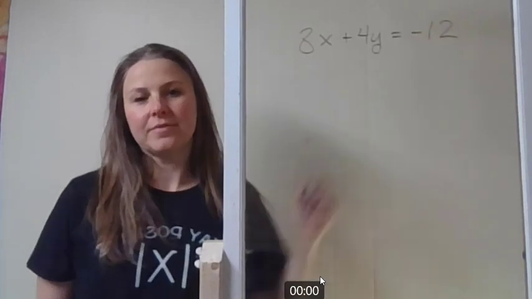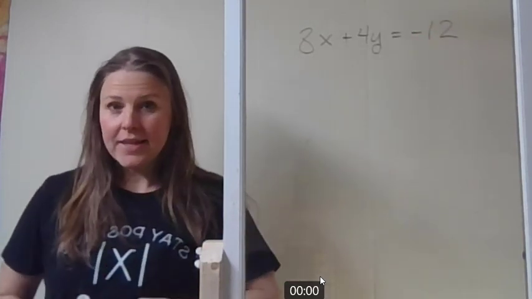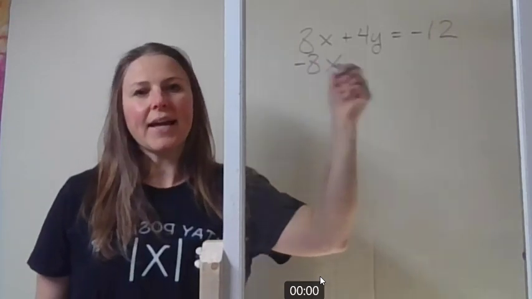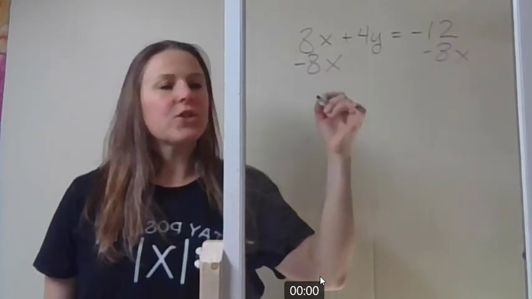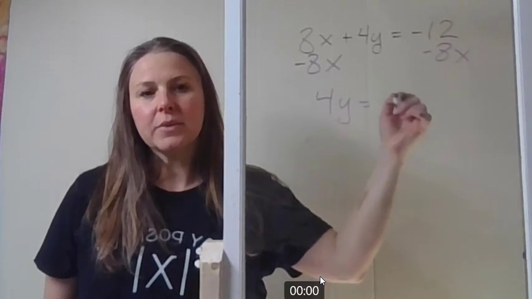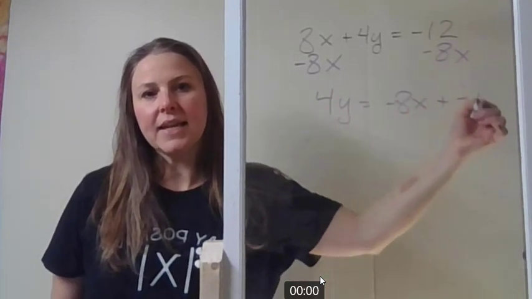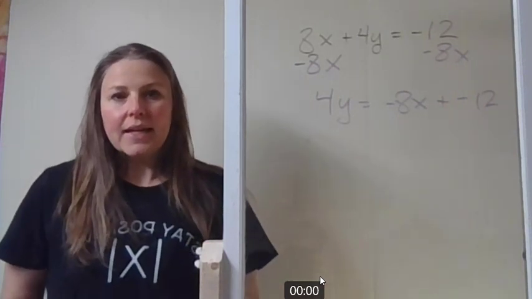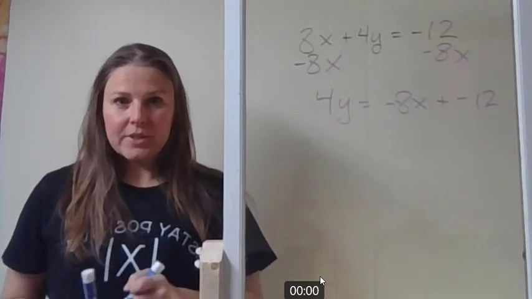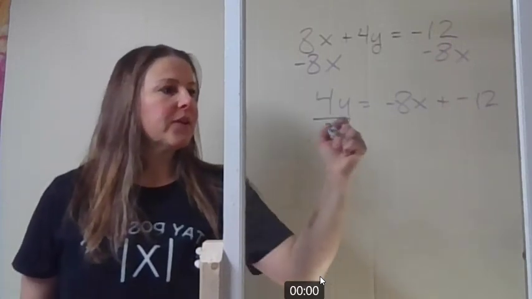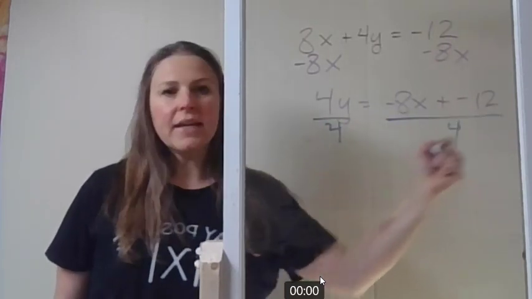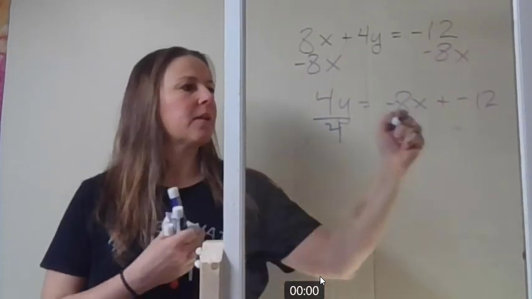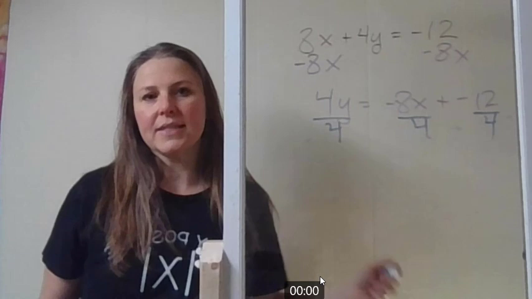Negative 12. All right, the first step you should have done would be to subtract the 8x from both sides. So now you have 4y equals negative 8x plus negative 12. You could have a minus 12, and that's fine too. And then you need to get the y alone, so divide everything by 4, every single thing. You could make this one big divide by 4. You could also write it individually, divide by 4, divide by 4. That means the same exact thing.